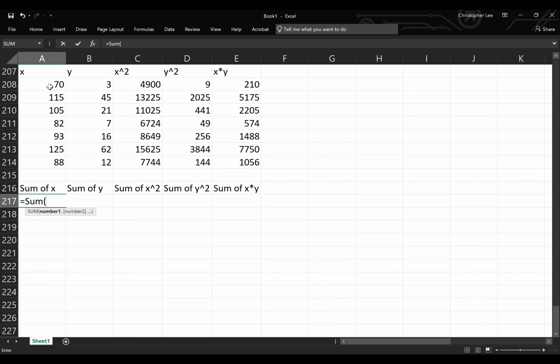Which one? The last column? Yep, the last column is x times y. So for example, the first one, 210, is 70 times 3. And the next one, the 5,175, that's 115 times 45. So just add up all these numbers straight down. The first one is just the X's, 70, 115. Just the X's, the columns. Just add straight down.